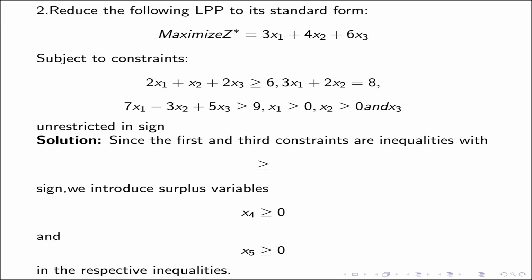Next, we see another problem reduced to standard form. Maximize z star equal to 3x1 plus 4x2 plus 6x3 subject to constraints 2x1 plus x2 plus 2x3 greater than or equal to 6, 3x1 plus 2x2 equal to 8, 7x1 minus 3x2 plus 5x3 greater than or equal to 9, x1 greater than or equal to 0, x2 greater than or equal to 0 and x3 is unrestricted in sign. Since the first and third inequalities are of greater than or equal to type, we introduce surplus variables x4 greater than or equal to 0 and x5 greater than or equal to 0 in the respective inequalities.